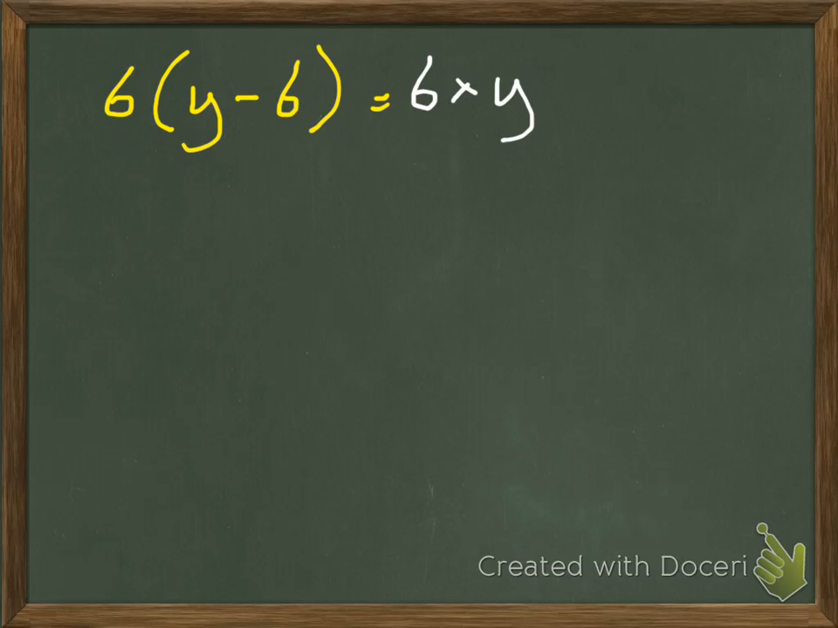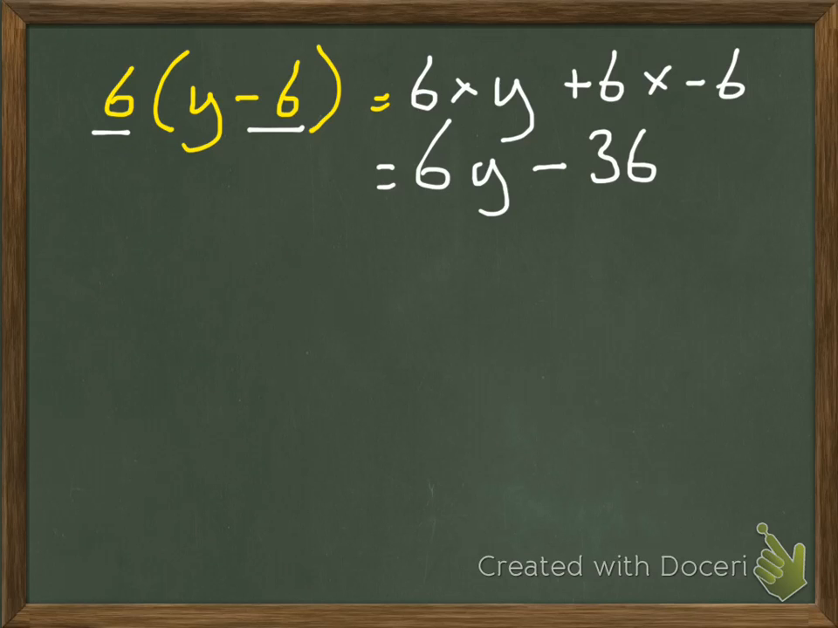Okay, and here we go into the final one. Okay, so there you go. Have a go at it and pause the video. Okay, so let's do it. So it is the same old routine of the outside times the first thing in the bracket. So that's 6 times y, and then it's the outside times the next thing in the bracket, which is plus 6 times minus 6. And what do we get? 6 times y, 6y, plus 6 times minus 6, plus times a minus is minus, 6 times 6 is 36.